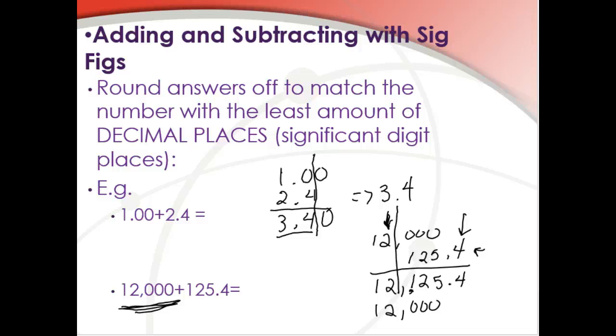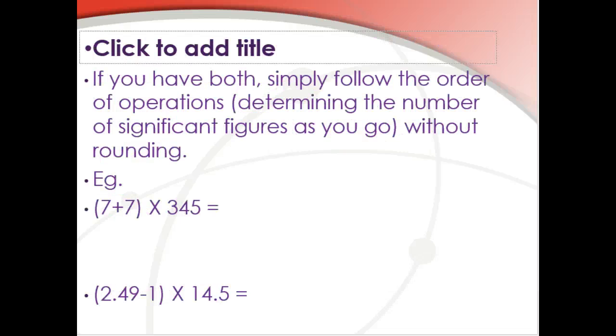Now, the last thing I want to talk about is whenever you're doing addition and subtraction together with multiplication and division. One of the things that you can't do is treat them as separate things and round each time. The rule here is that you follow the order of operations: things in parentheses, multiplication, division, then addition and subtraction, while you determine the number of significant figures as you go, but you don't round. In the second problem, I'll show you what I mean.